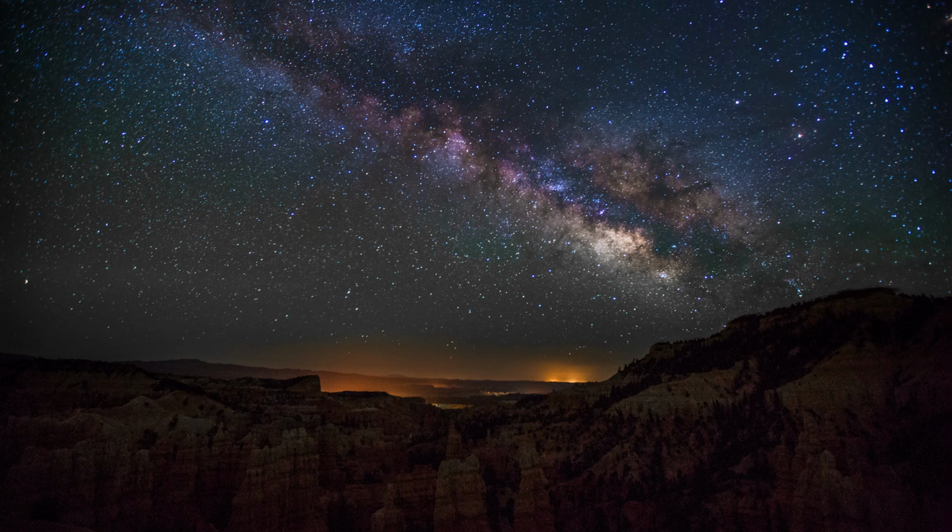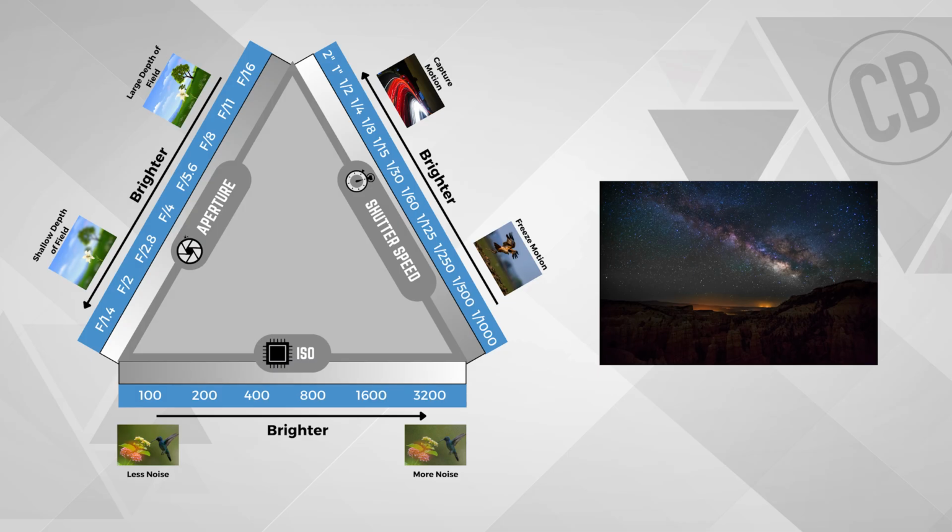Last, let's say we want to capture the Milky Way and do some astrophotography. In this case, we need to capture a lot of light. And so all of the settings here are going to be important, but there are different ways you could go about this. We're going to prioritize just capturing as much light as possible to see the stars. So let's start by opening up our aperture as much as we can. Let's say that the most our lens can open is f2.8. So we'll set the aperture to f2.8.